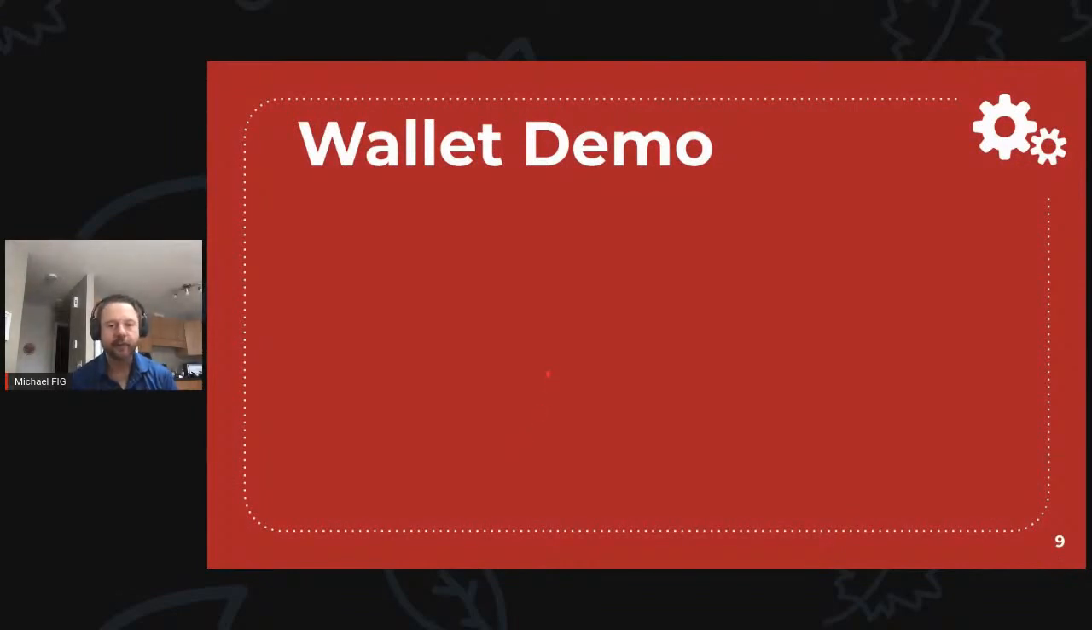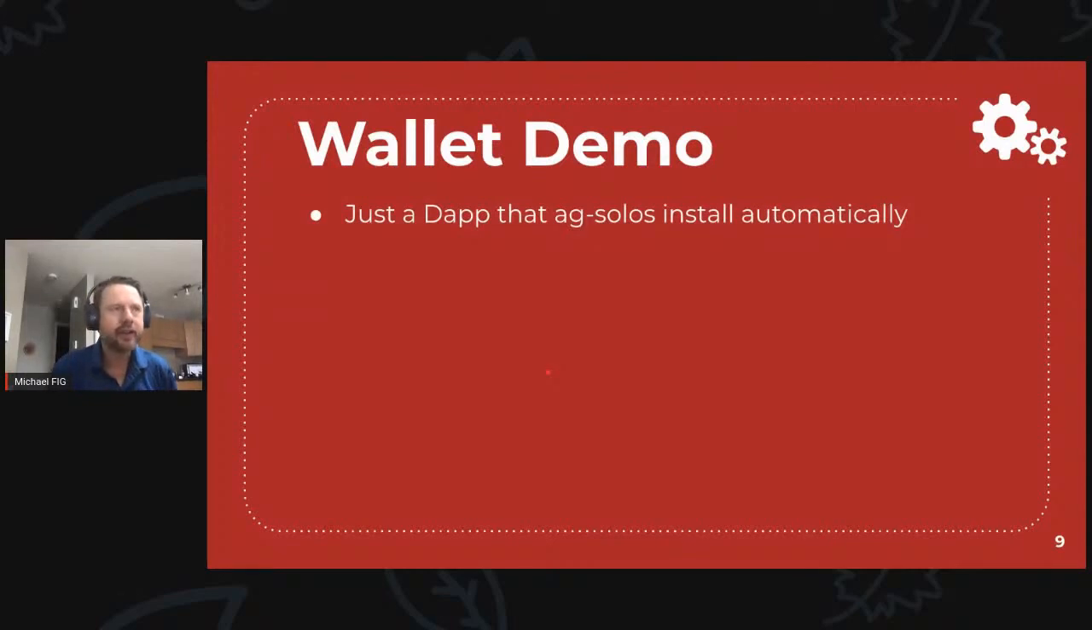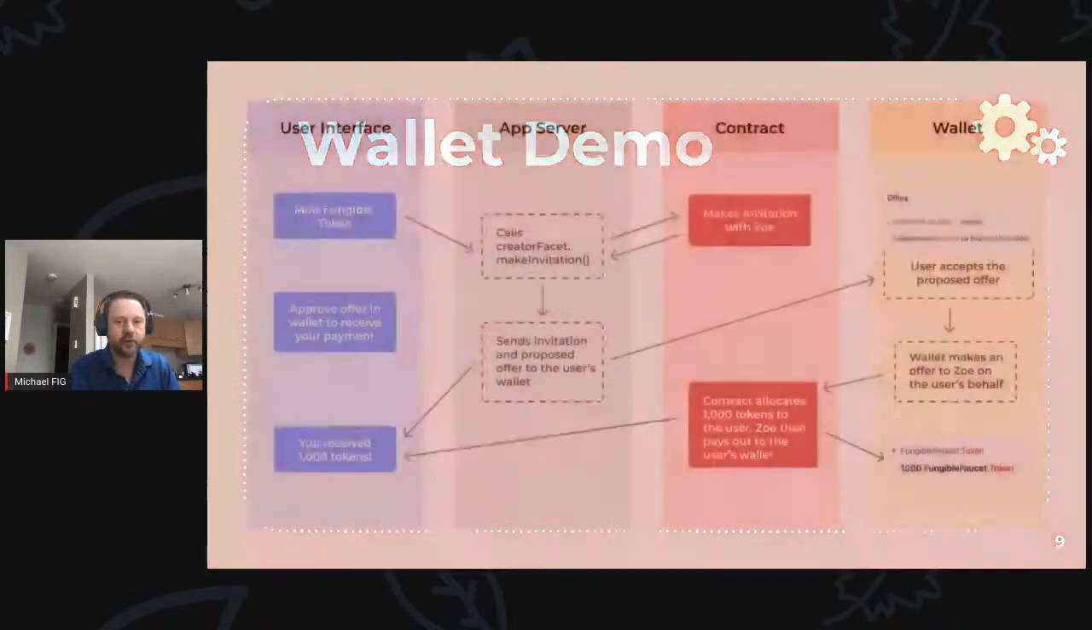Okay, so I'll get to the wallet demo now. The important thing is that the wallet is really just another Dapp, but what's special about it is that it's installed in the Ag Solos automatically when they start up. So it's possible to have different wallets. It is possible to specify installing a different wallet when you start your Ag Solo. But the important thing to remember is that just like other dapps, this Ag Solo is installed with its own backend. So I'll go back one to show you.